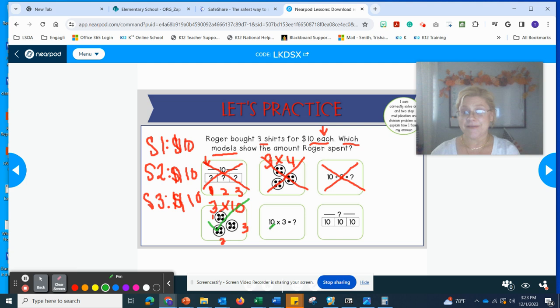Let's look at the next model. 10 times 3. How much is each shirt worth? $10. How many shirts did Roger buy? 3. Does this model work? Yes. This is a straight up multiplication model. This is our easiest one to find and check.